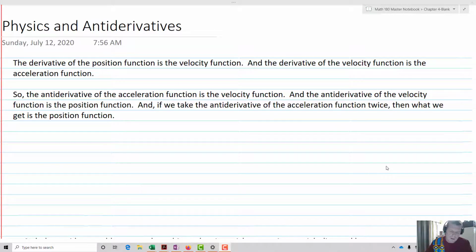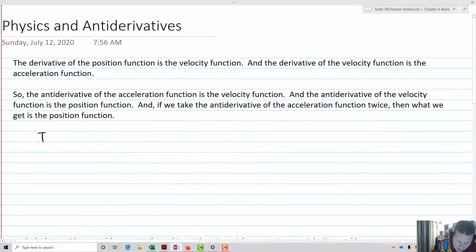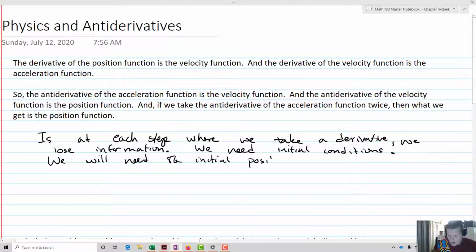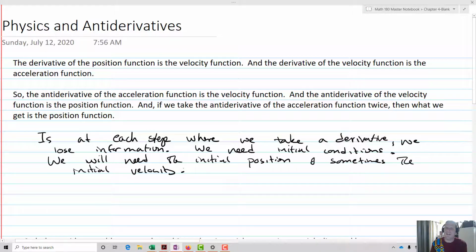Now what we should remember is that at each step where we take a derivative, we're going to lose information. So what we're going to need is initial conditions, okay? If we're given the velocity and we want to find the position, we will need at least the initial position, and sometimes the initial velocity if what we're given is the acceleration function.